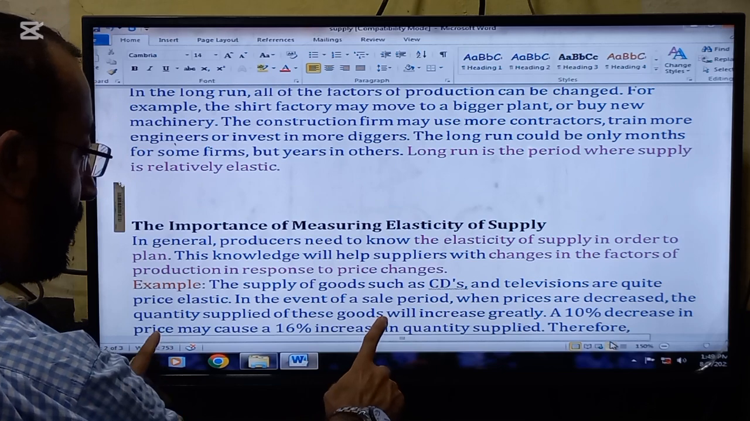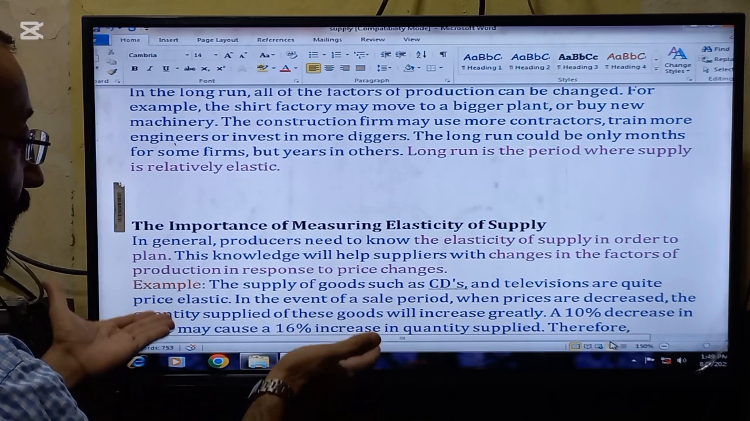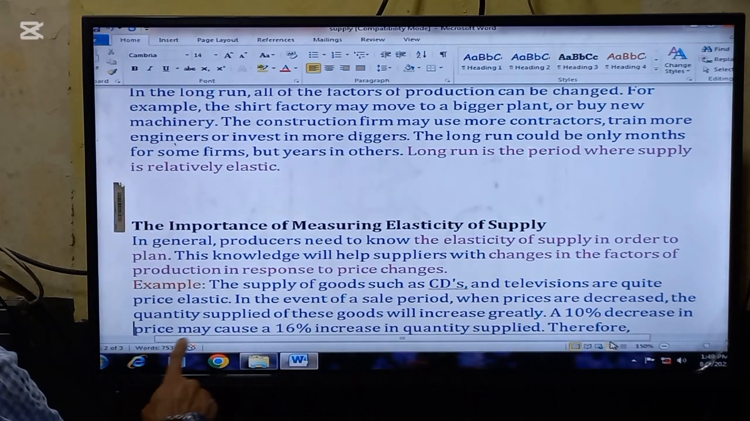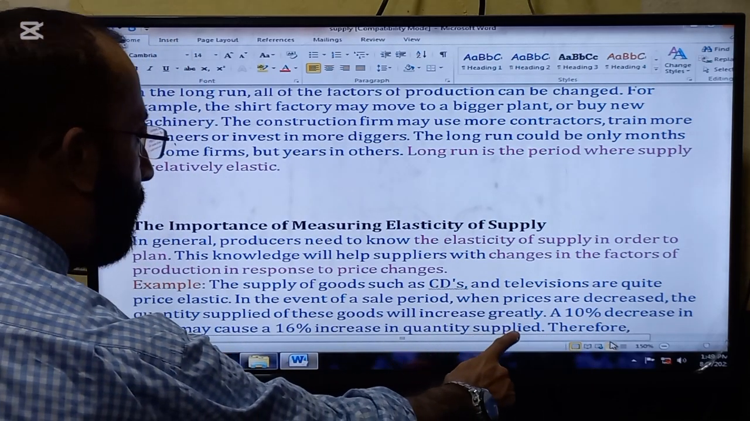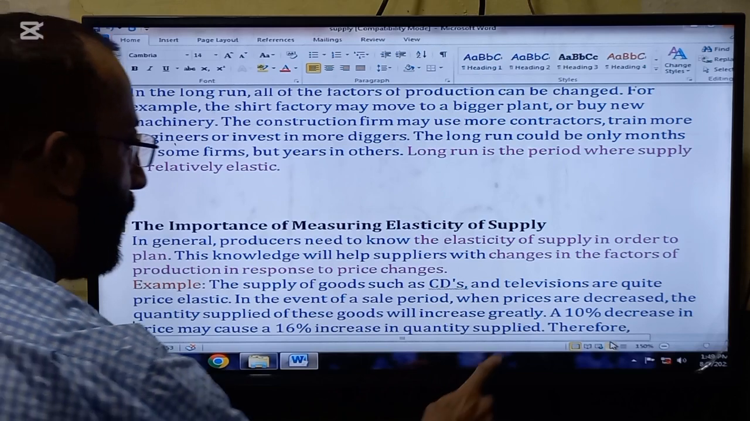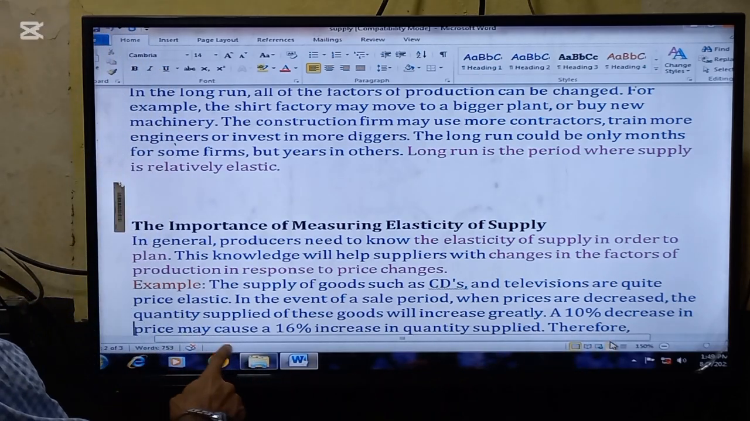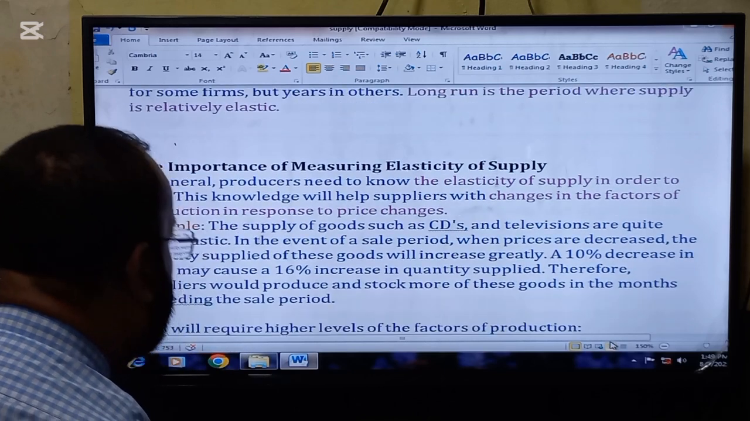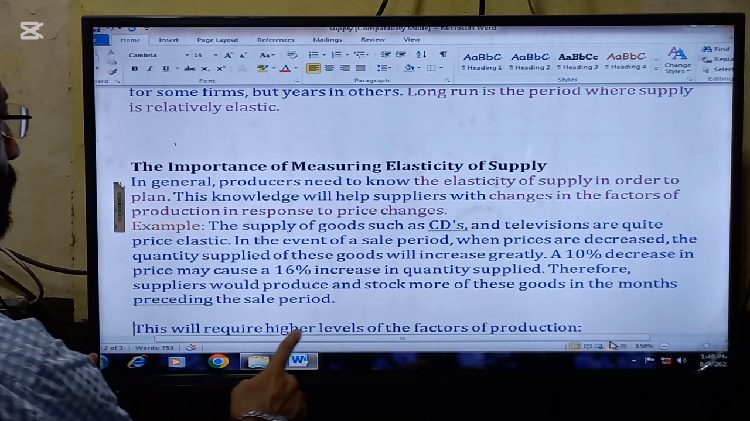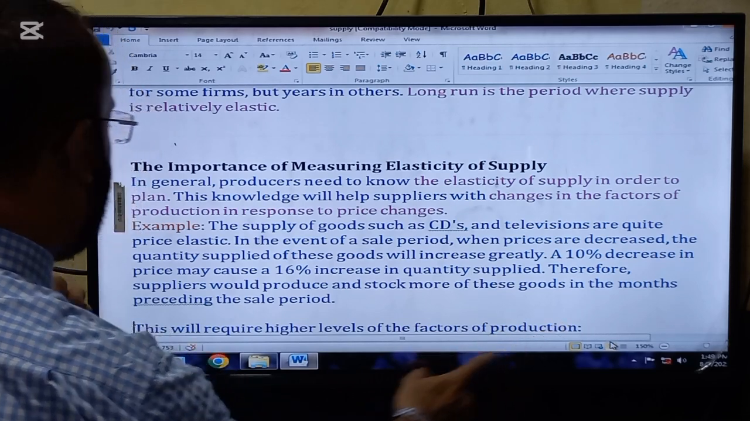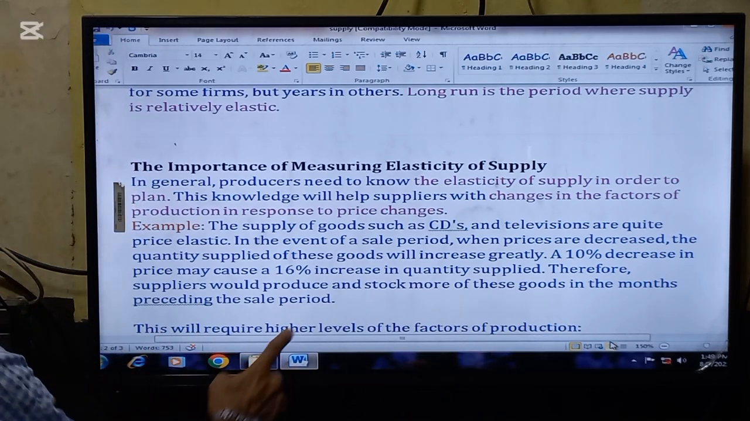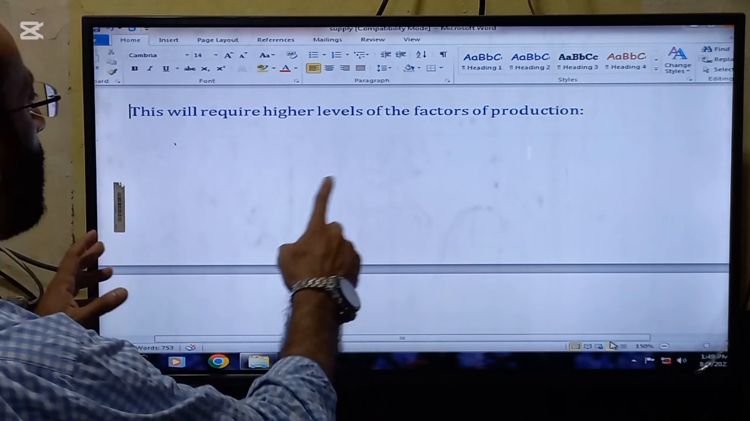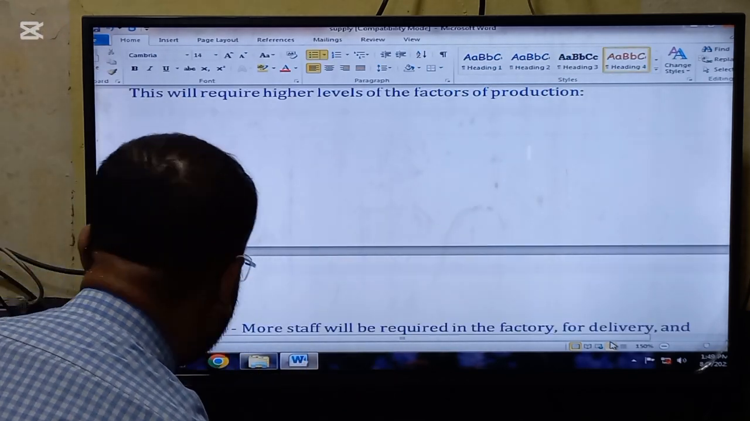So a sale period is one in which the sale is high, demand is high. So when prices are decreased, the quantity supplied of these goods will increase greatly because demand will be greater. A 10% decrease in the price may cause a 16% increase in the quantity supplied. Therefore, suppliers would produce and stock more of these goods in the months preceding the sale period. This will require higher levels of the factors of production.